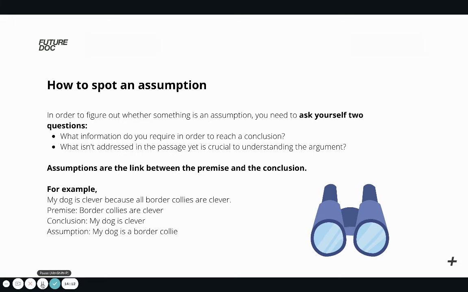For example, my dog is clever because all border collies are clever. The premise is that border collies are clever, and the conclusion is, my dog is clever. So in this case, the assumption would be that my dog is a border collie.